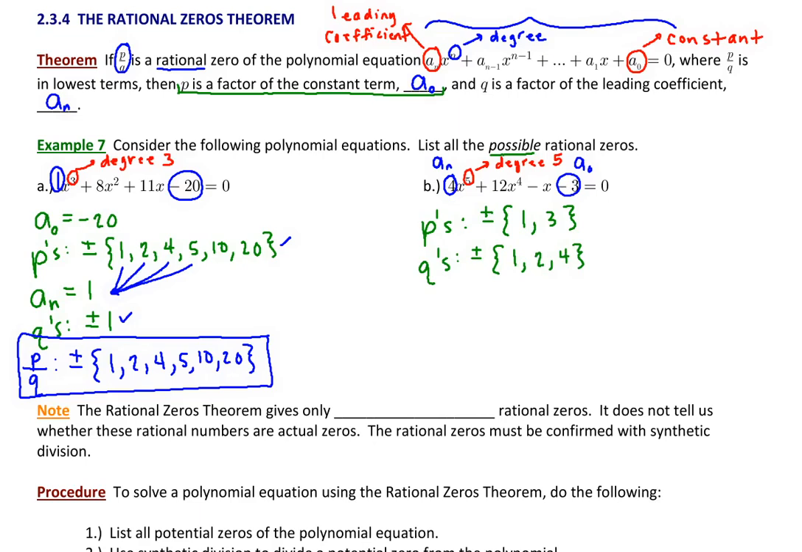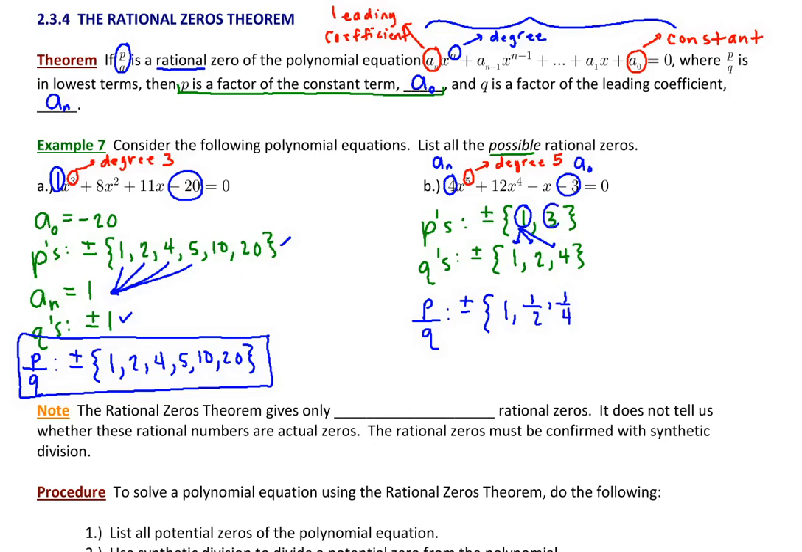Next, what we want to do is form every possible ratio of the form P over Q. So I want to take every P and put it over every Q. I'm going to do this in a systematic way so that I don't leave anything out. And remember, we always recognize both the positive and negative versions of these factors. So I'm going to take the first P, which is 1, and form a ratio with every possible Q. So we're going to have 1 over 1, which of course reduces to 1, 1 over 2, and 1 over 4. So that takes care of our first P.